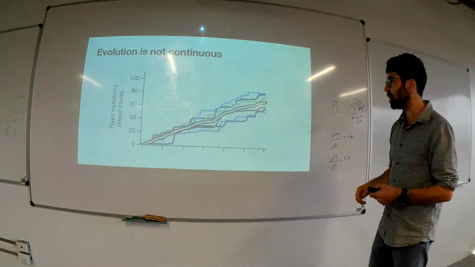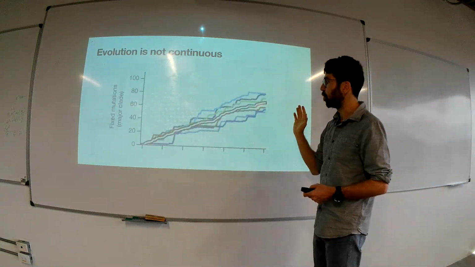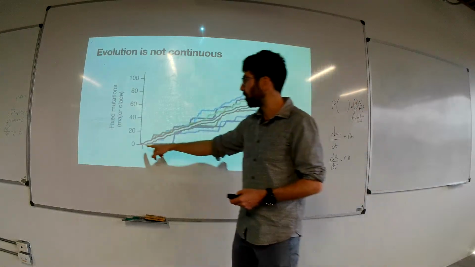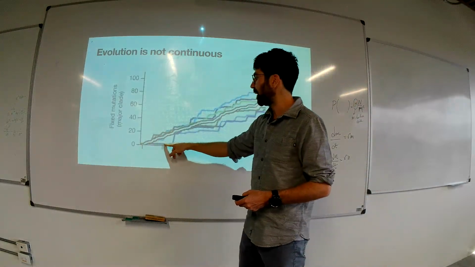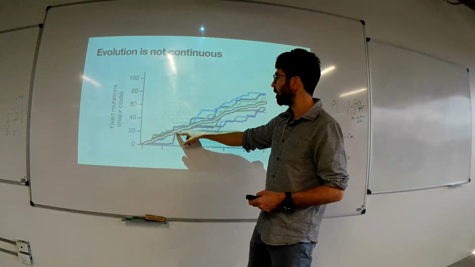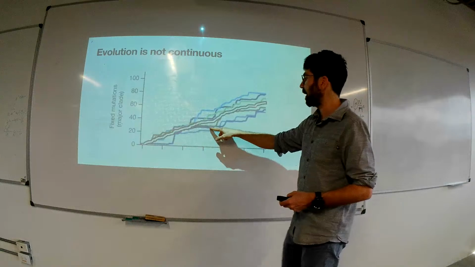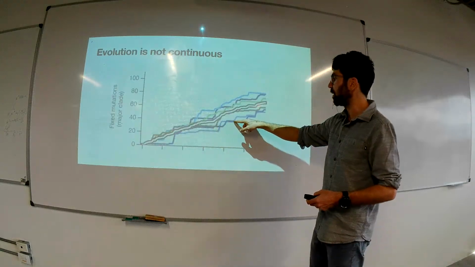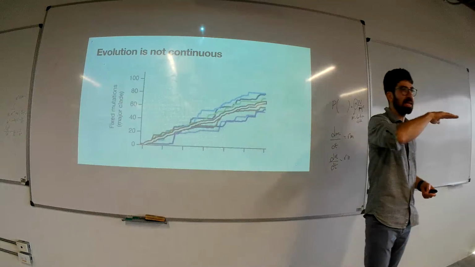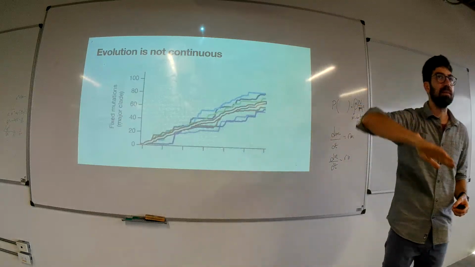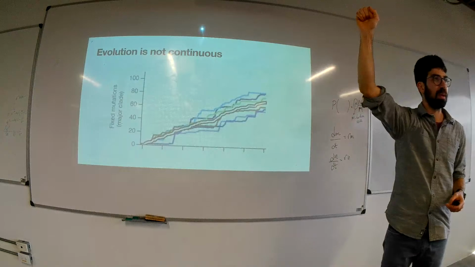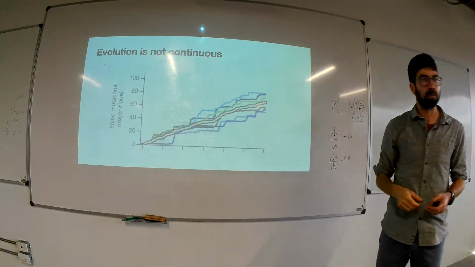There is something else that is interesting, which is the fact that evolution looks like it's not continuous. Nothing happens, then a bunch of mutations arrive, then something is slow, then nothing happens, then boom, nothing happens, boom, nothing happens, boom. So you have these phases of stasis, and then a lot of mutations sweeping the population at the same time.